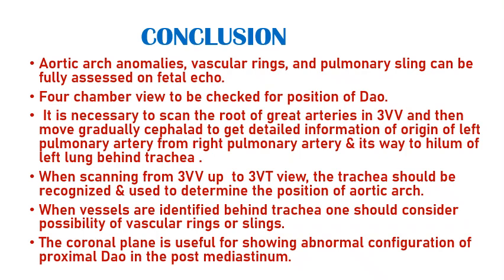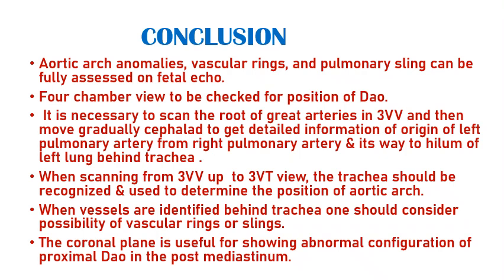While concluding, I want to say that aortic arch anomalies, vascular rings, and pulmonary slings can be fully assessed on fetal echo. Four-chamber view to be checked for position of the descending aorta. It is necessary to scan the root of the great arteries in three-vessel view and then move gradually cephalad to get detailed information of origin of the left pulmonary artery from the right pulmonary artery and its way to the hilum of the left lung behind the trachea in cases of pulmonary sling.